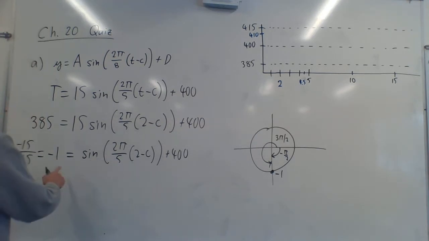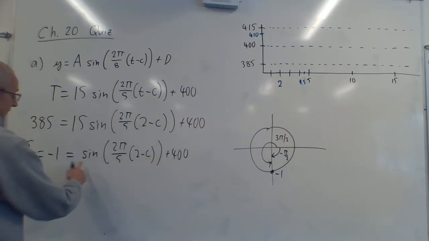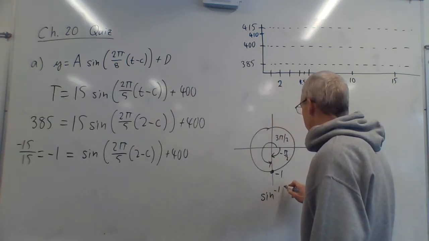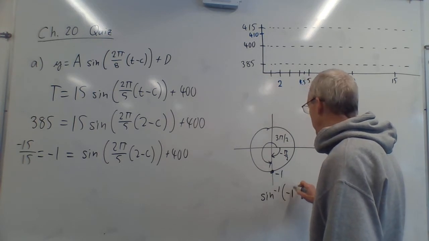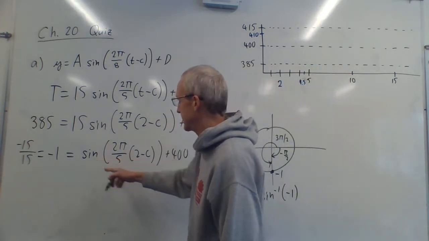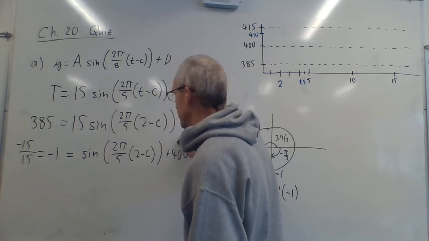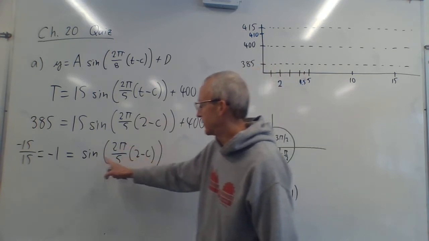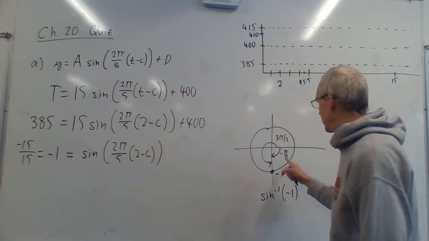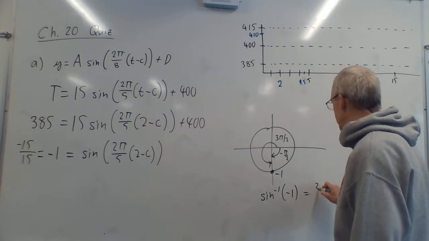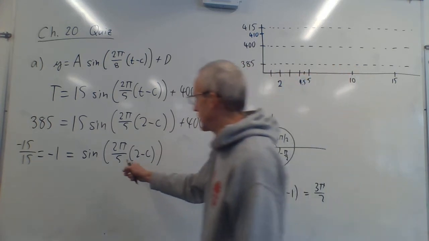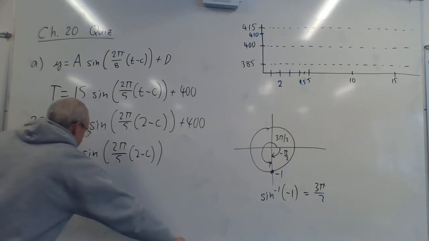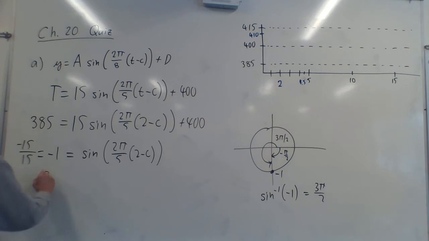So, take the inverse sine of both sides, and what I'm saying is here, the inverse sine of -1, right? Take the inverse sine of both sides. Oh, I don't have the 400 here anymore. We got rid of that. Yes, sorry. This 400 is already taken care of. Inverse sine of -1 is 3pi/2. Right, that's what I'm saying here. 3pi/2 or -pi/2. So this over here is 3pi/2.